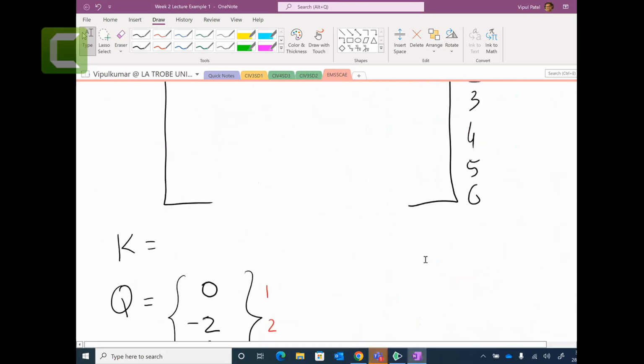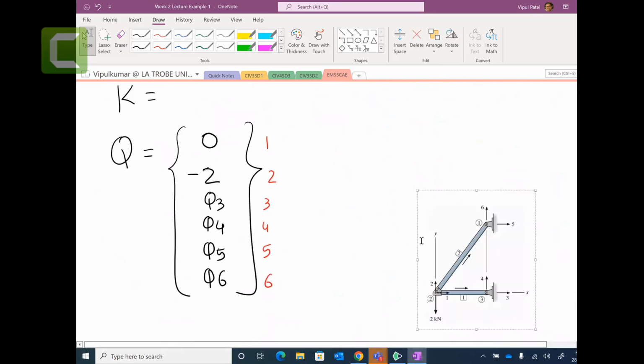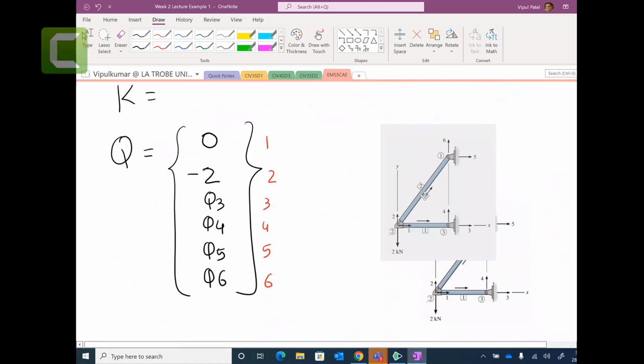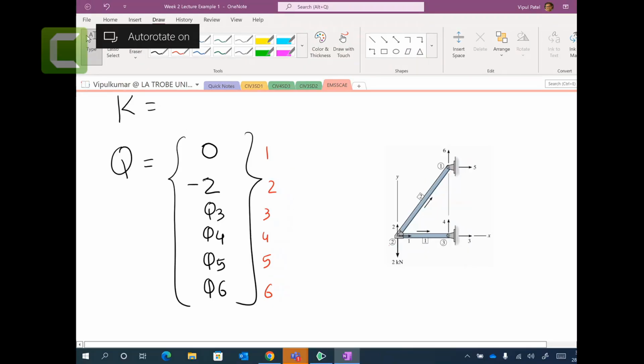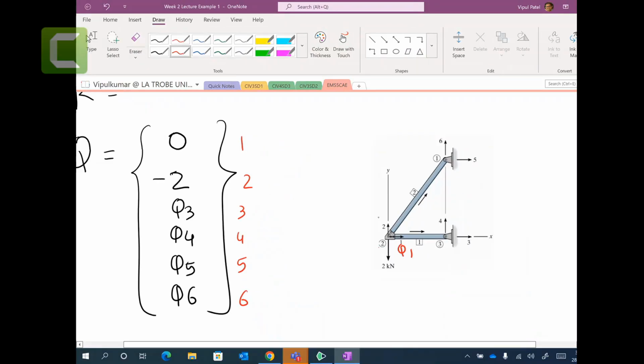Copy, Control V. Now, Q1, this is your Q2, this is your Q3, this is your Q4, this is your Q5, this is your Q6. Right? These are all your Q1, Q2, Q3, Q4, Q5, Q6. Now, Q1, is there any external force?